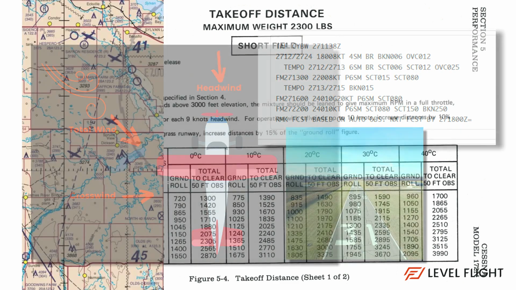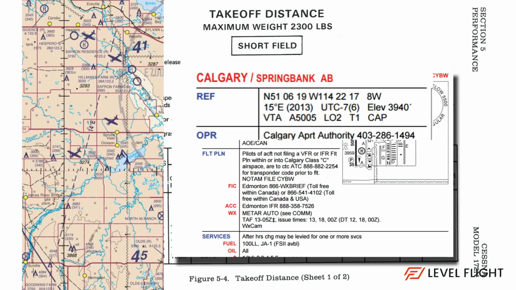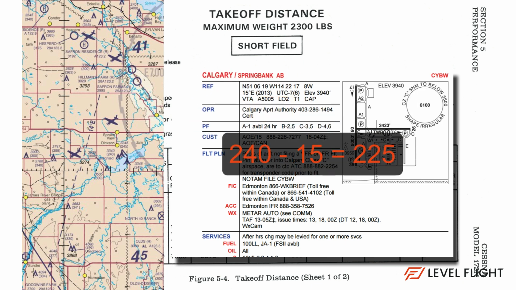Find the variation of the airport either on the chart or in the ref section under the airport in the CFS. In our case, the CFS says that Springbank is at 15 east. To convert true to magnetic, we subtract. So 240 minus 15 equals 225.